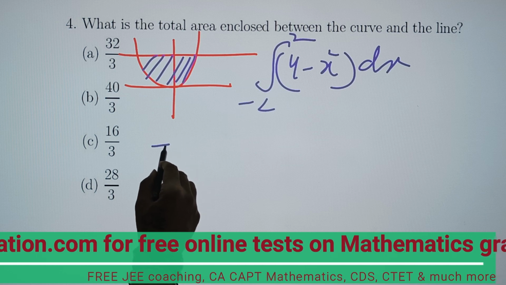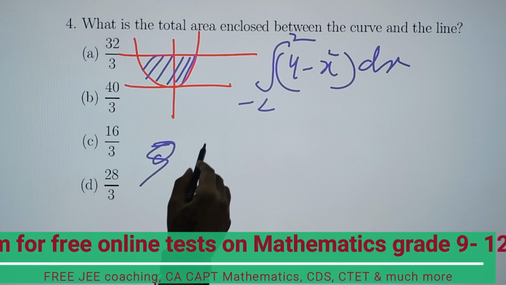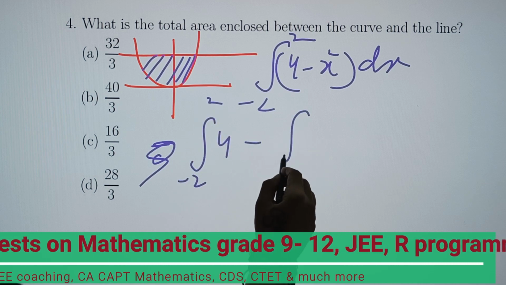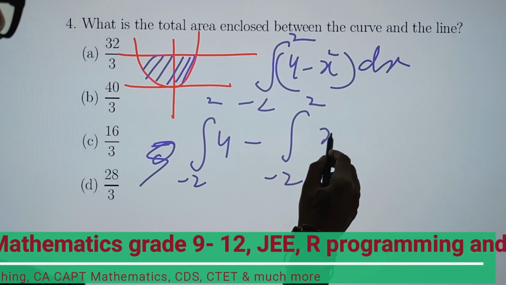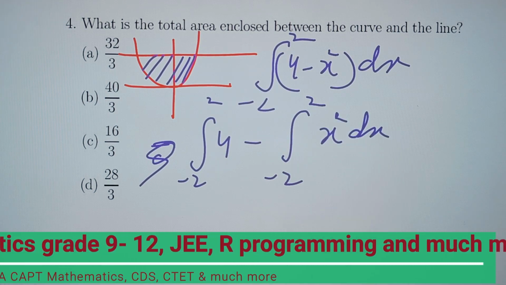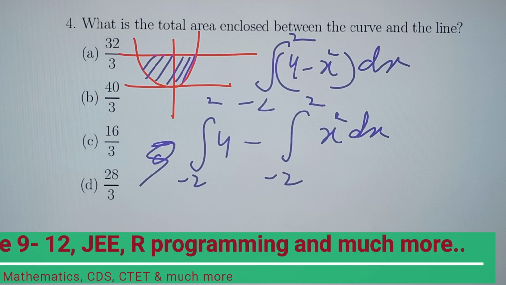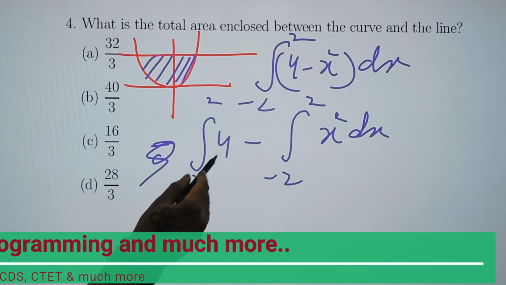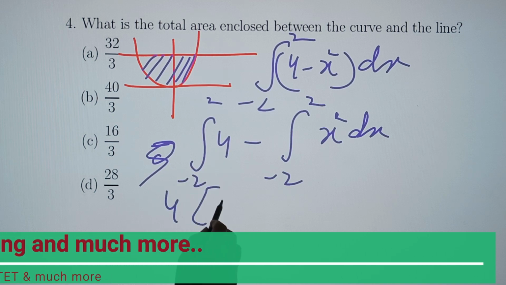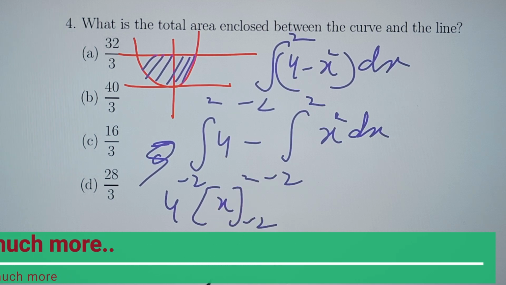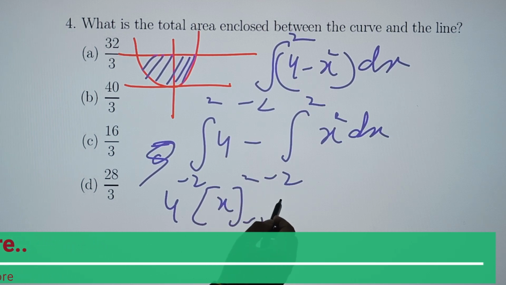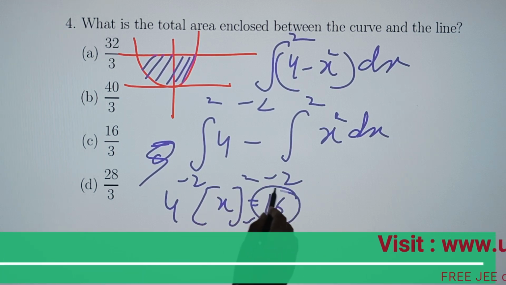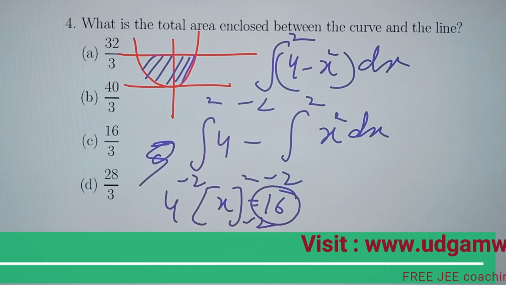So first let's split this particular problem, that is integration of minus 2 to 2 of 4, then minus integration of minus 2 to 2 of x square dx. Very simple. Clear, students? Now we can simply integrate the first part, that is 4, and integration of this is nothing but 4 into upper limit is 2 and minus 2 we can simply put, right? So 2 minus minus 2 is plus 2. So 2 plus 2 is 4, and 4 4s are 16. So first part, that is first integral, will give us 16.